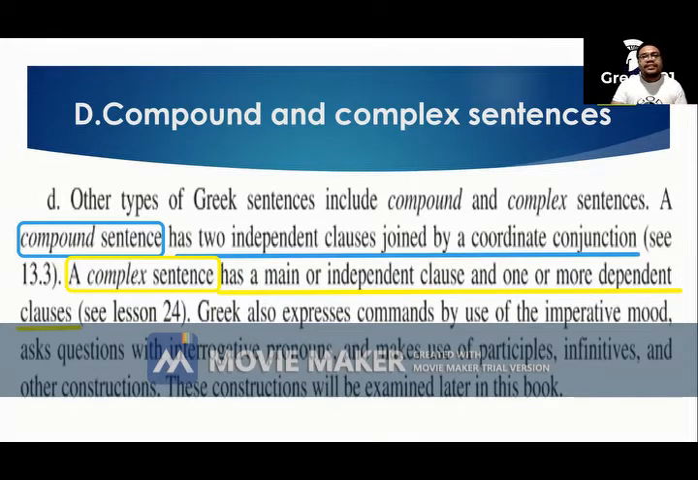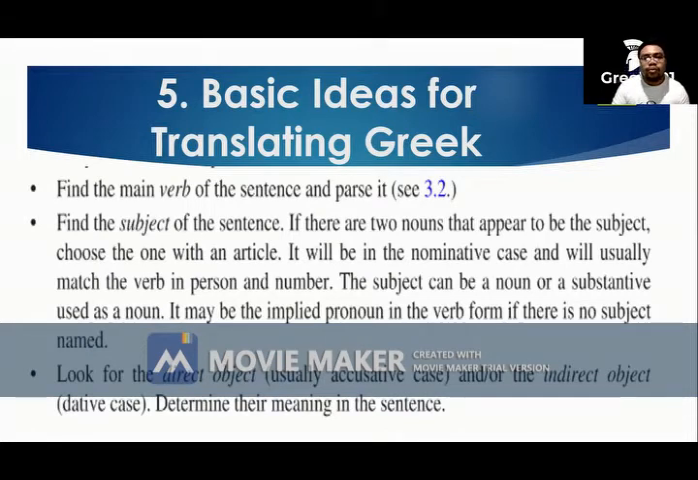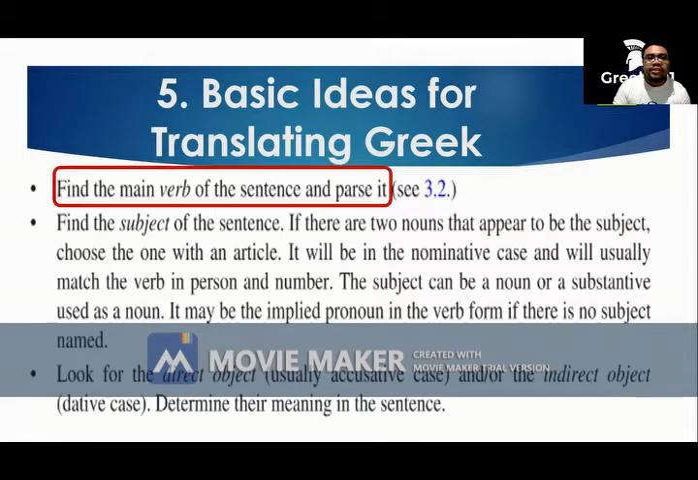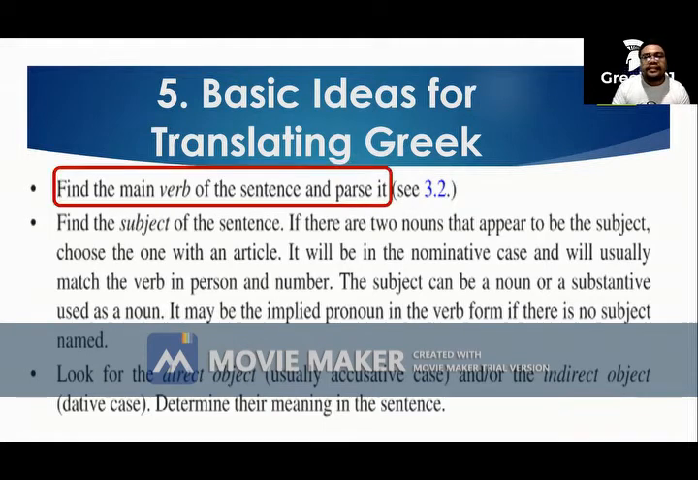All right? So let's proceed to the basic ideas in translating. As you translate the exercises in each lesson, you begin to read the Greek New Testament. You will develop the ability to identify various words and constructions in a sentence. At first, the differences between English and Greek sentences may cause concern. So let's take a look at this checklist of what to do. The first thing to consider is to find the main verb of the sentence and parse it.